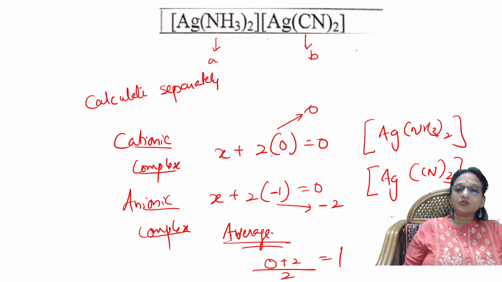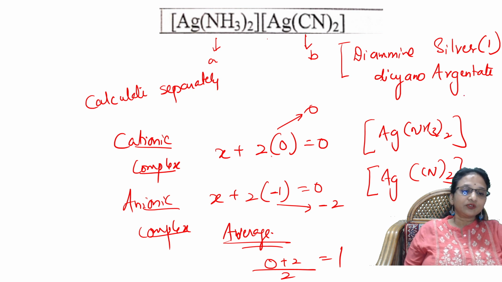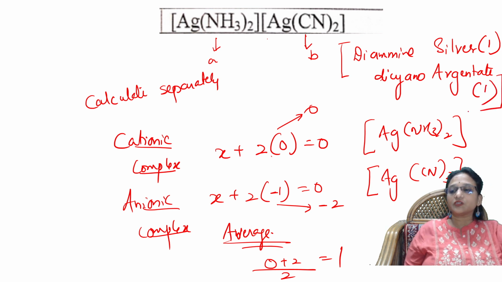So name the compound now. Name the compound. It is diamminesilver 1, dicyanoargentate. Silver, dicyanoargentate. So again it is 1. So basically 1, 1. That's how you have to write the things as 2 separate.